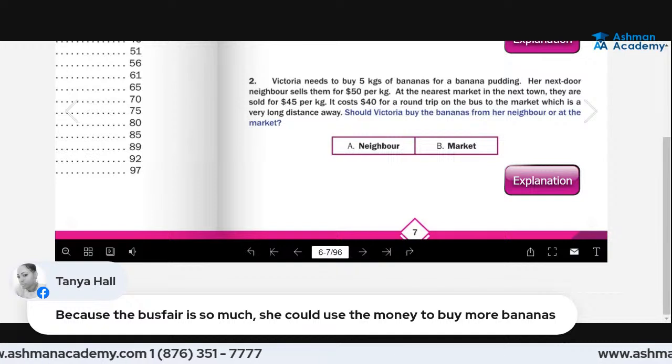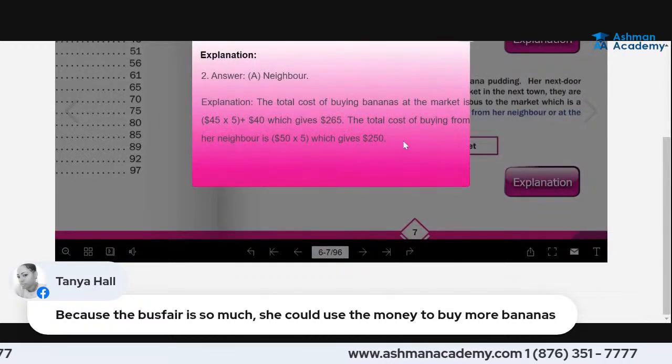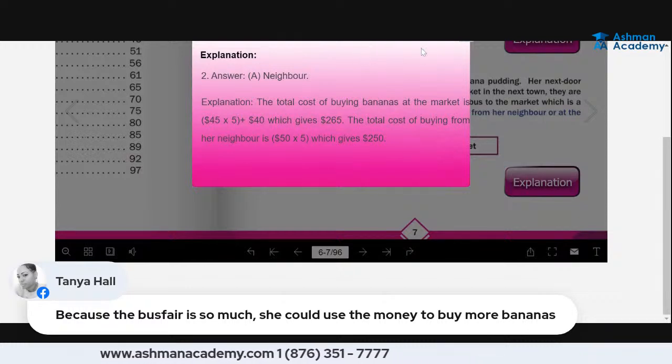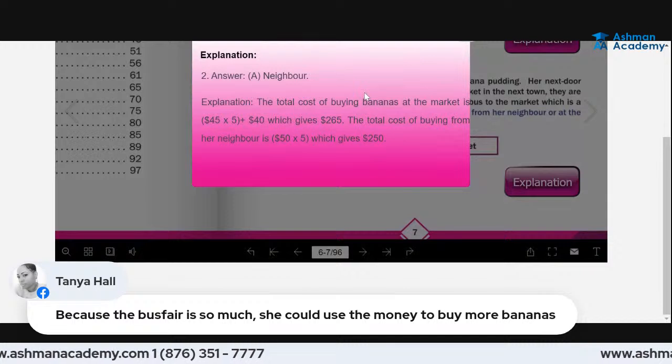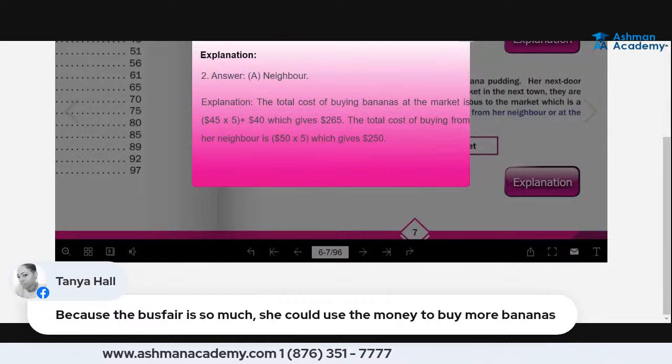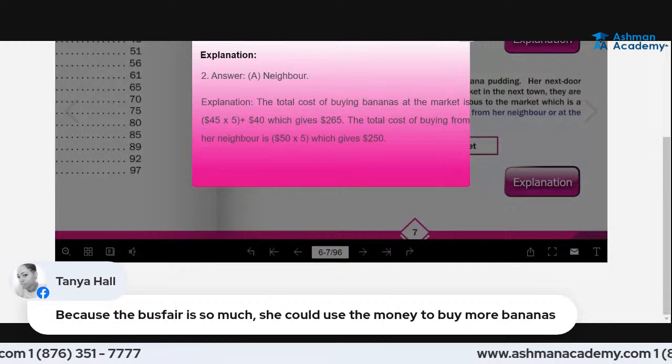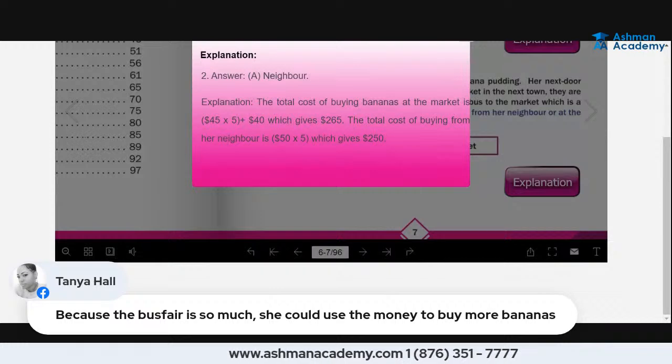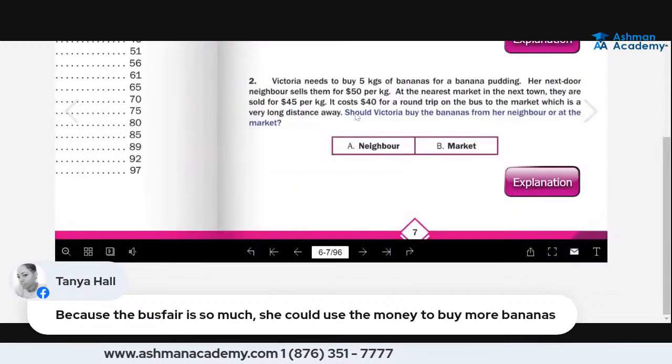All right, guys, let's see the explanation for this. The beautiful thing about this interactive workbook is that you get the explanation as well. You can't ask for more. So the answer is the neighbor. The explanation: the total cost of buying the bananas at the market is 45 times 5 plus 40, which gives 265. The total cost of buying from our neighbor is 50 times 5, which gives 250. All right, so notice, guys, the market.